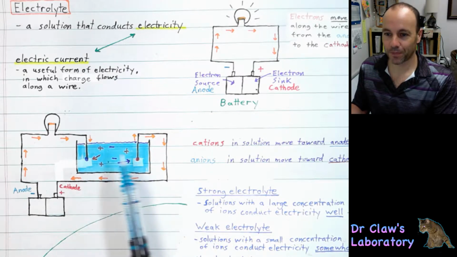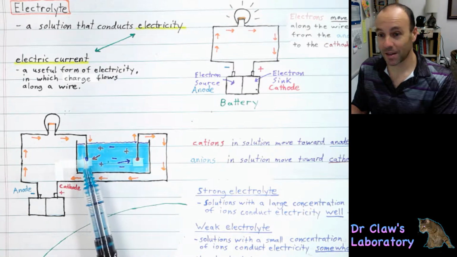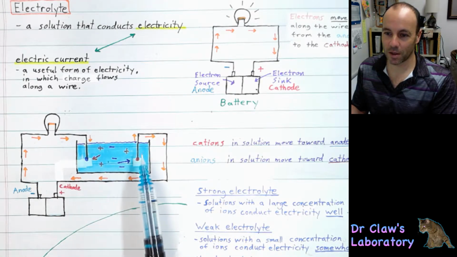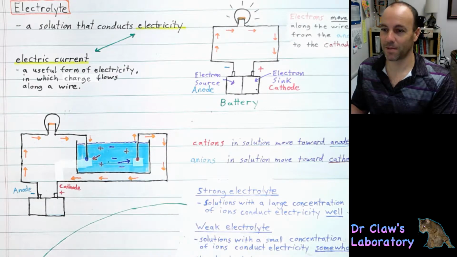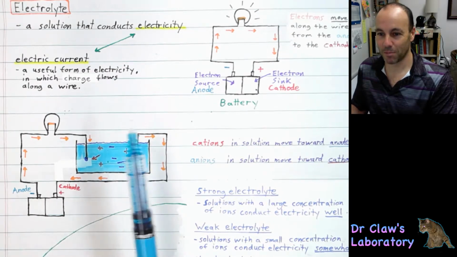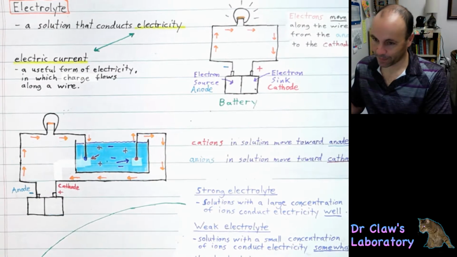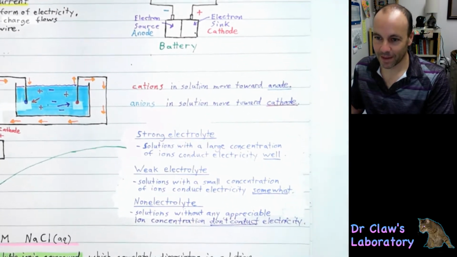But anyway, it's the ions in solution that allows the electrons to keep moving along the wire. And so charge passes through the solutions. The electrons go here, and then all of a sudden, there they are again. Okay? So the electrons move through the solution by the presence of the ions. All right?